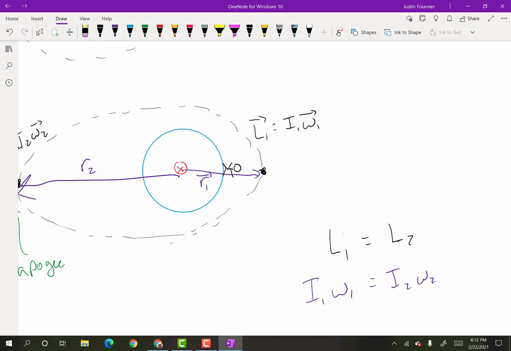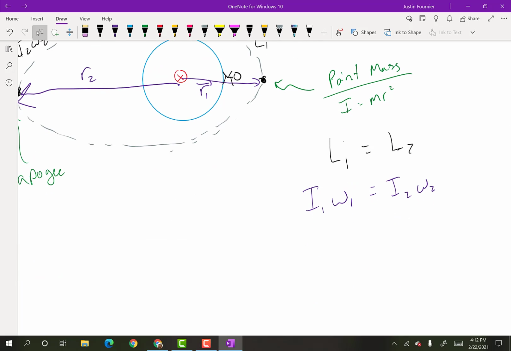So another thing is what I call this. This is a mass that's distributed far away from the axis of rotation. So I'm just going to call it a point mass. And the moment of inertia of a point mass is just mr squared, right? The mass, the point mass itself, multiplied by its distance from the axis of rotation squared.